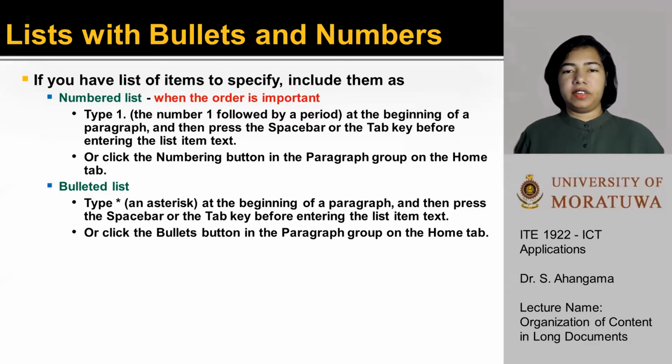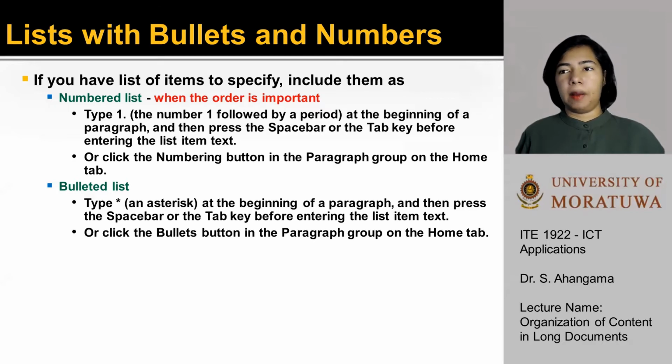Let's move on to the first topic, list with bullets and numbers. Let's assume you have a list of items. If you want to make an ordered list, then you can select numbered list. If you have a set of items and you want to make them an unordered list, then you can select bulleted list.